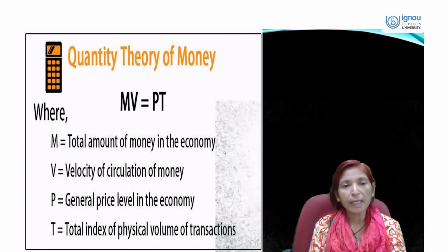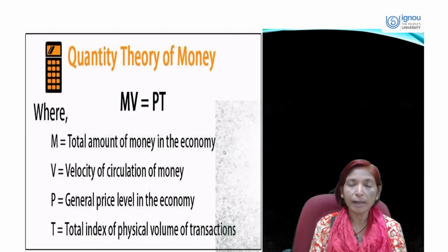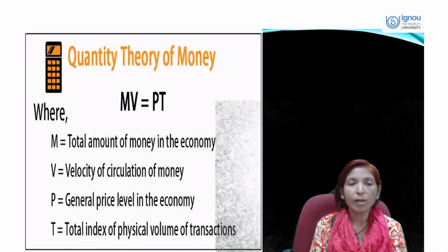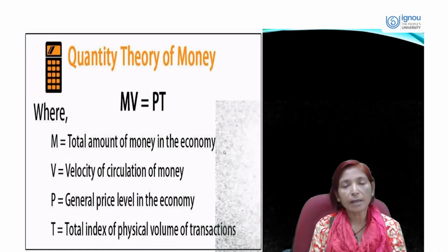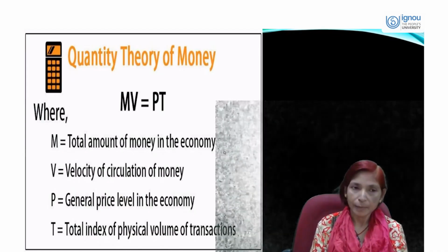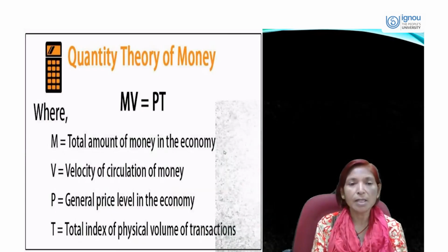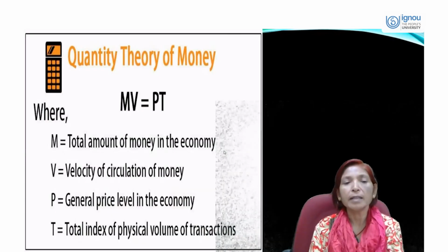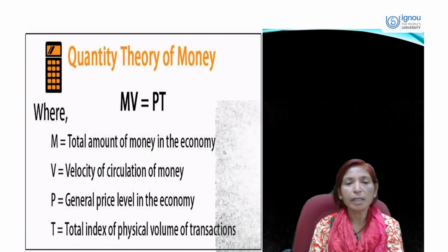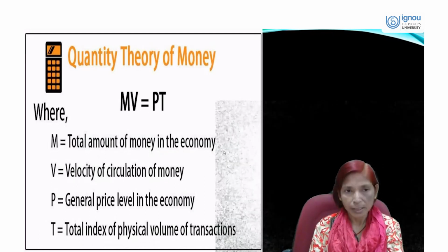So money supply and price both have a direct relationship, a positive relationship, when velocity of money and transaction demand for money remain constant. Then there will be a direct relationship between M and MV, M and P, if V remains constant, T remains constant.